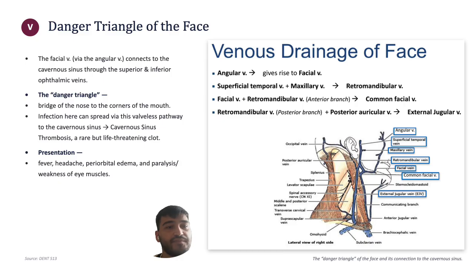Anyways, we have the facial via the angular. It connects to the cavernous sinus through the superior and inferior ophthalmic veins. And that's where we have the danger triangle, which is right here. Cavernous thrombosis is a big thing that can happen there because it drains right into the cavernous sinus, which is inside here somewhere. I don't even know how to show it. And then it presents with fever, headache, periorbital edema, and periorbital because the angular is right here. So I can kind of see that. And then paralysis and weakness of the eye muscles again.